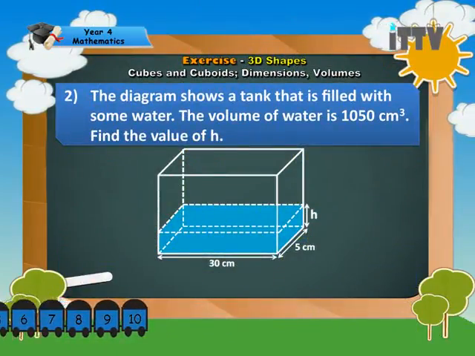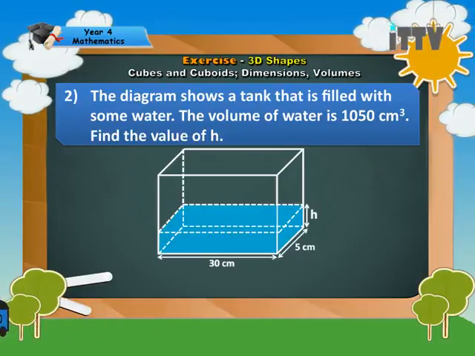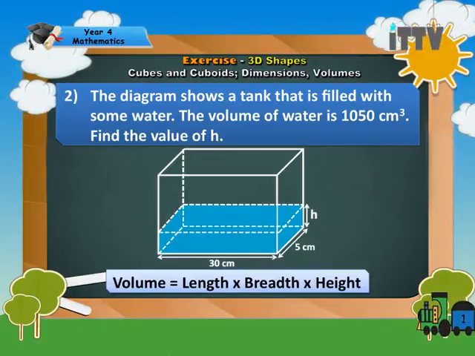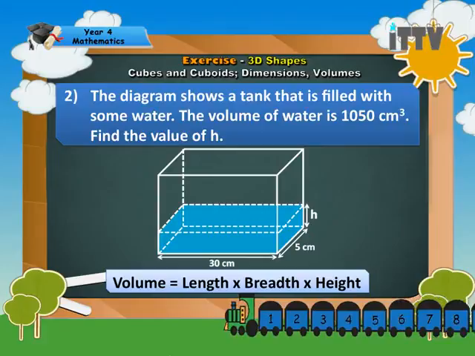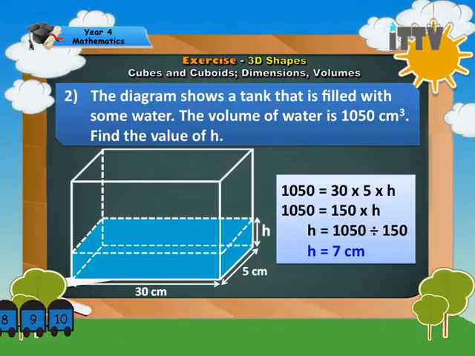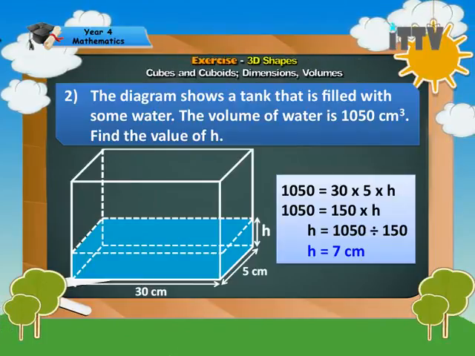Number 2, the diagram shows a tank that is filled with some water. The volume of water is 1050 cubic centimeters. Find the value of H. Now, to calculate the volume, we need the length times breadth times height. Now, let's fill in the measurements that we already know.